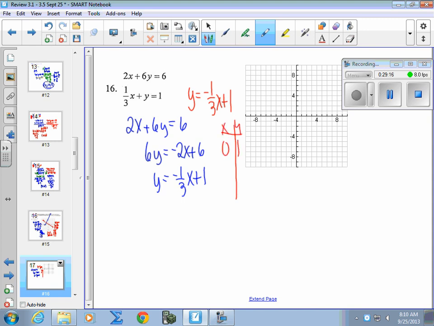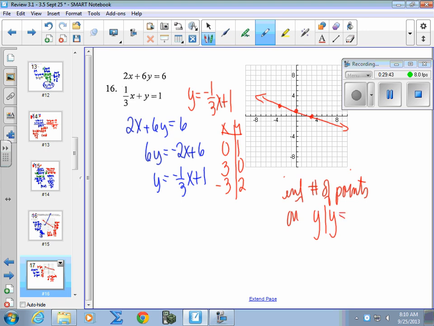So we have 0 and 1, we have 3 and 0, and we have negative 3 and 2. So we know that every point on this line is a solution, so there's an infinite number of points. And you should list the line as y is equal to negative 1/3 x plus 1. It is consistent and dependent.